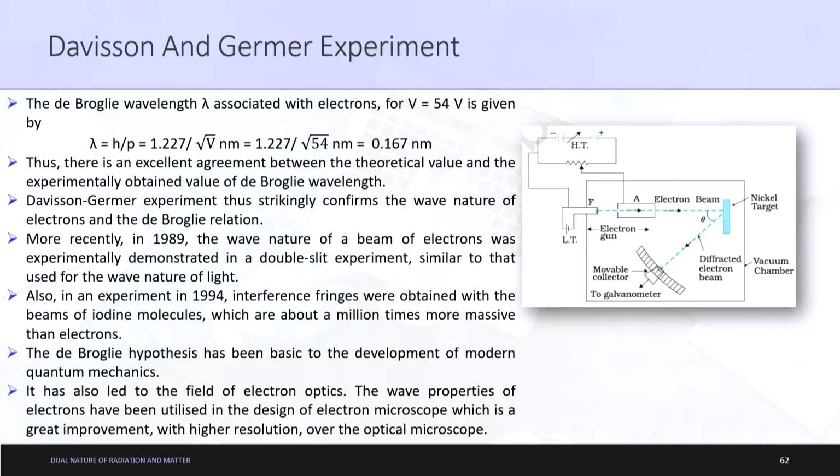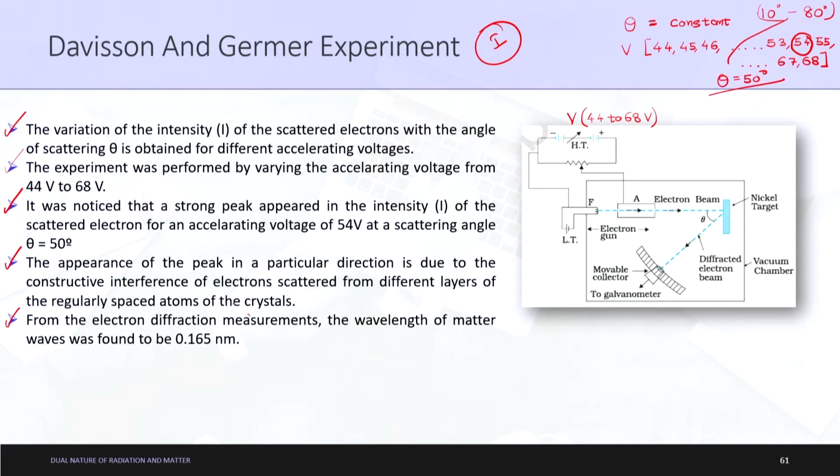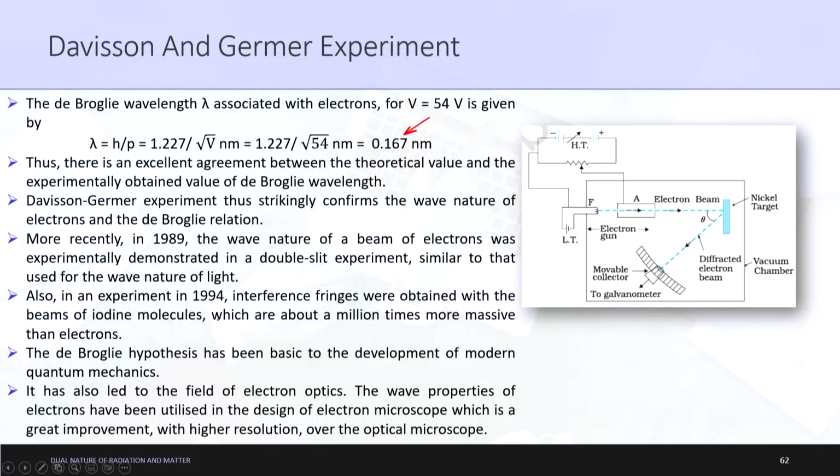Okay. So, next, the de Broglie wavelength lambda associated with electrons for a voltage of 54 volt is given as follows. Doing the calculation again, we find that this is equal to 0.167 nanometers. Experimentally this value was found to be 0.165 nanometers, and by using the de Broglie wavelength we got 0.167 nanometers, which is very close to the experimental result. Hence, this can also be said to be a proof of the de Broglie relation, that it is true for the experimental results also.